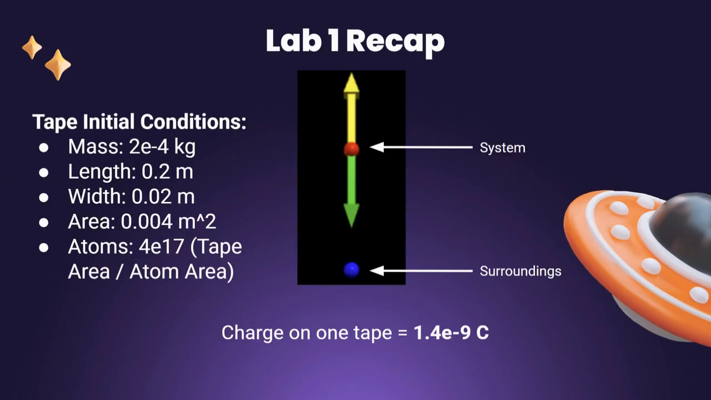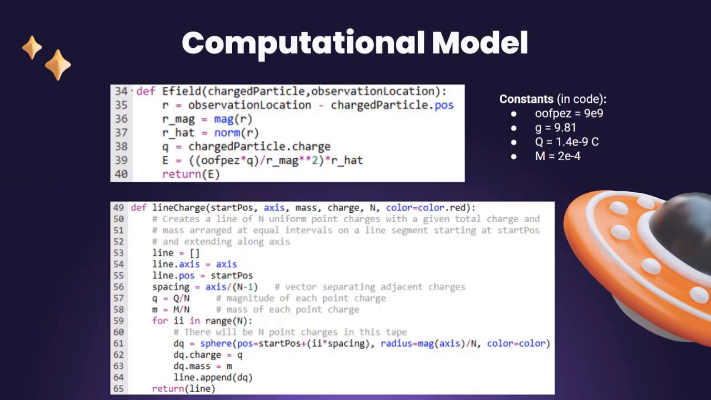Recap of Lab 1, because we're going to use the same initial conditions and the same system and surroundings for our lab now. The system will be the top tape, and the surroundings are going to be the bottom tape and the Earth. What we found in Lab 1 was that the charge of one tape is 1.4 times 10 to the negative 9 coulombs. Now, to begin on the computational model, you can see in the top right I have the constants written out. The top one is Coulomb's constant, and we have the gravitational constant, then the charge that we found in Lab 1, and the mass of the tape.